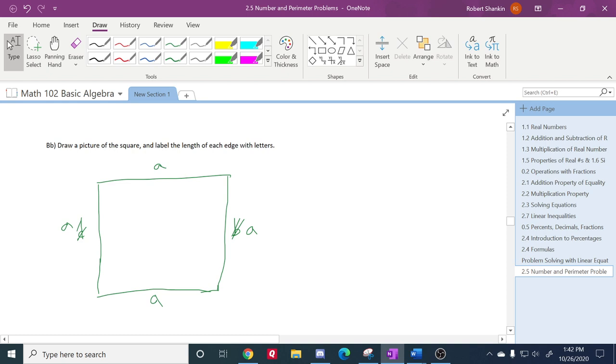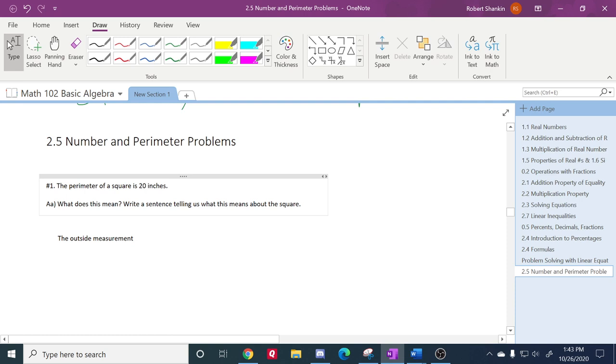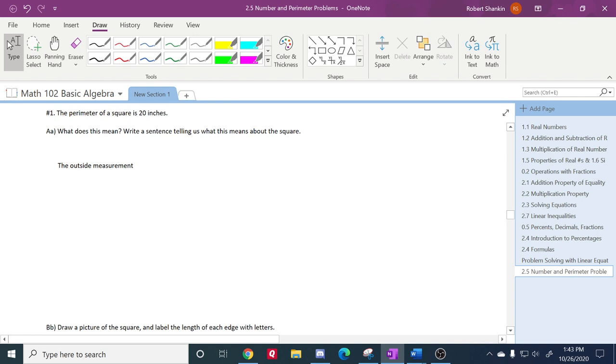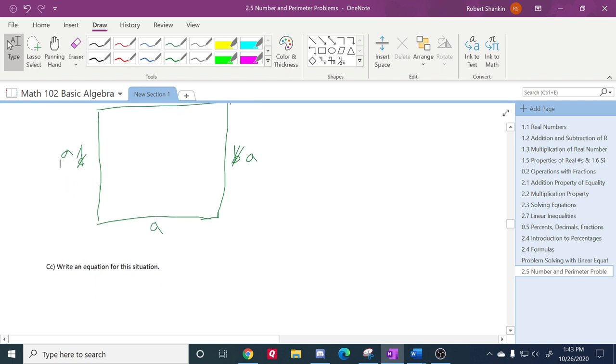All right. And that's exactly the evolution that I would do too. My first instinct would be to put all different letters, and then after I thought about it for a long enough time, I might come up with all letters being the same. Now, the perimeter of the square is 20 inches. We know that means kind of the outside measurement. And then we have a picture labeled, and now write an equation for the situation. So go ahead and do that, and enter your equation into your text channel, but don't hit enter yet.